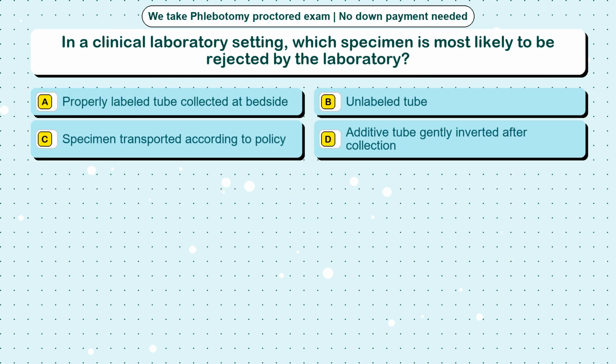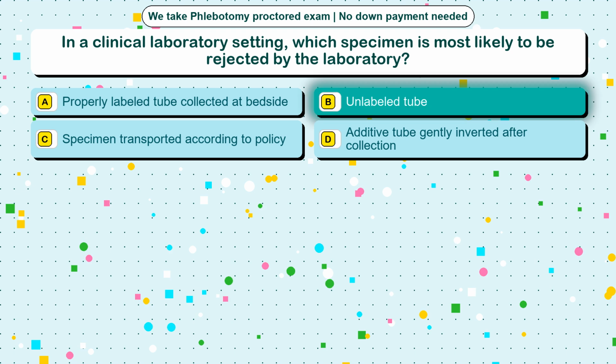Question 78. In a clinical laboratory setting, which specimen is most likely to be rejected by the laboratory? Option A. Properly labeled tube collected at bedside. Option B. Unlabeled tube. Option C, specimen transported according to policy. Option D, additive tube gently inverted after collection.